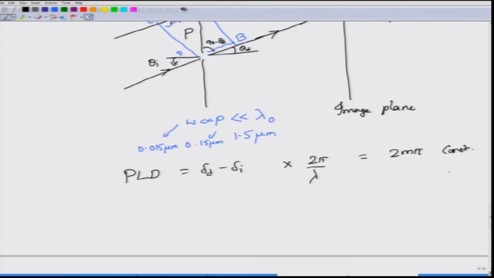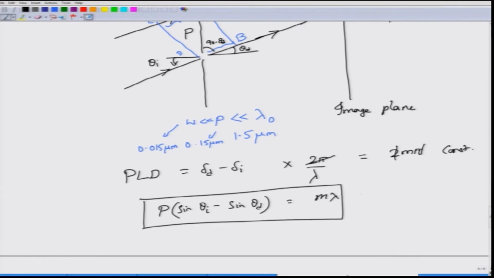Suppose I consider constructive interference, then I can remove this 2 pi on both sides and write down delta d minus delta i, that is actually p into (sin theta i minus sin theta d), also does not really matter here. Okay. So, this must be equal to m into lambda. This equation is called the grating equation.